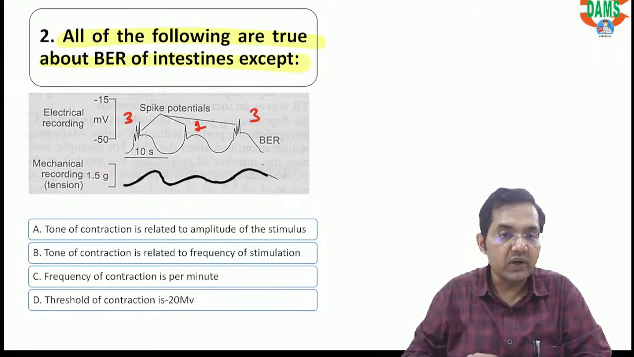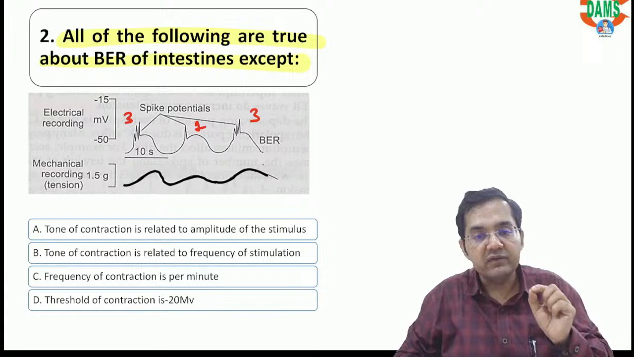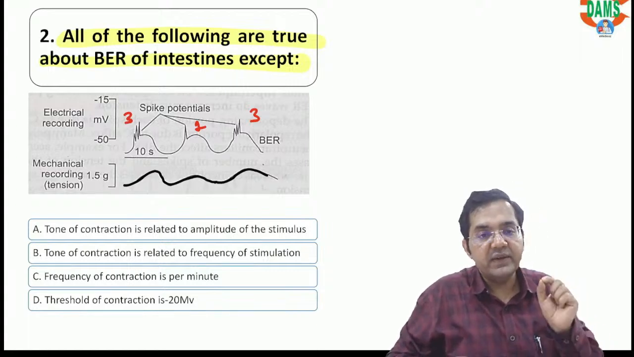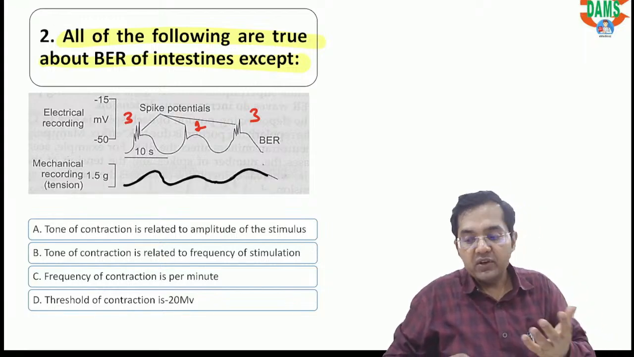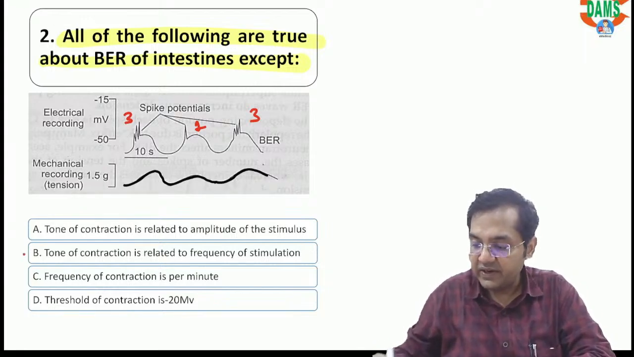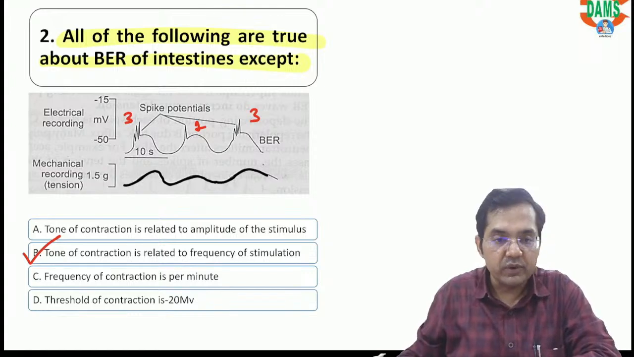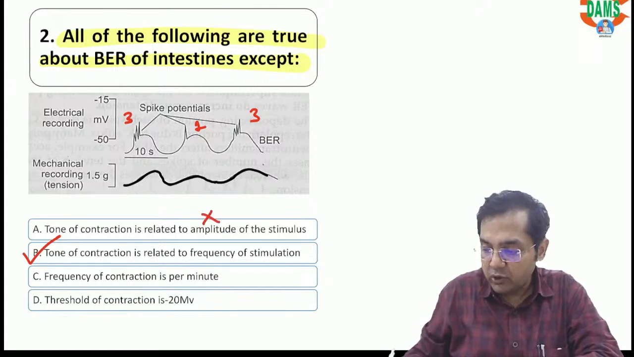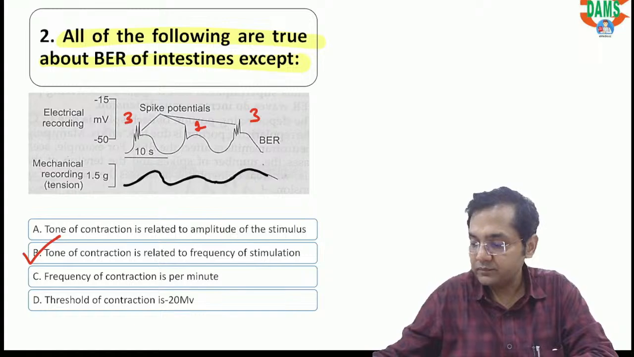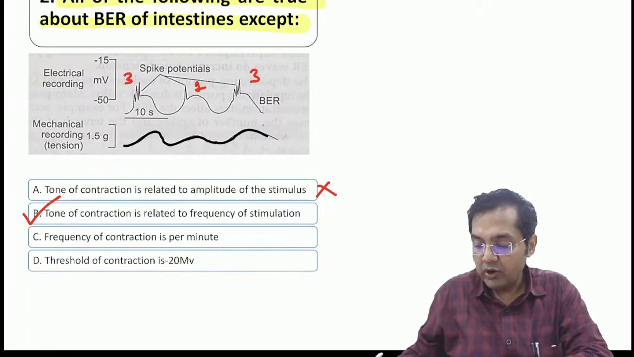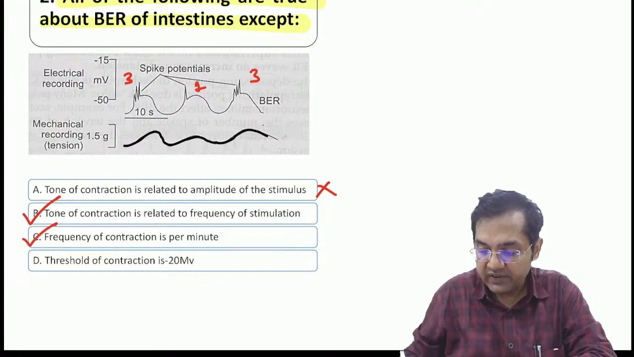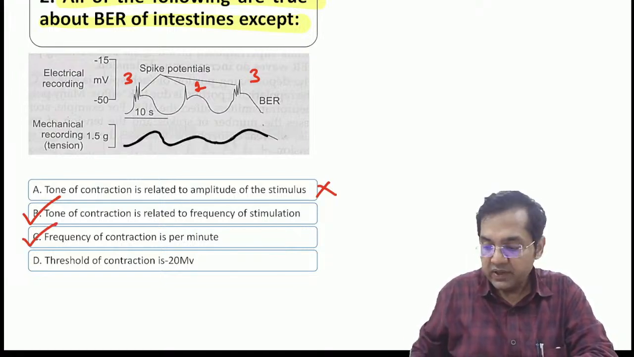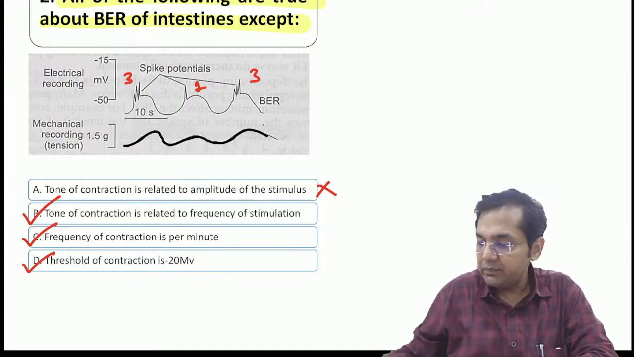So what is happening? More is the frequency of the spike potential, more is the tone of contraction. So tone of contraction is related to frequency of stimulation. Please remember, it is not related to amplitude. So this is wrong. Frequency of contraction is permanent. This is also true. And threshold of contraction is minus 20 millivolt. What does that mean? Please look over here.